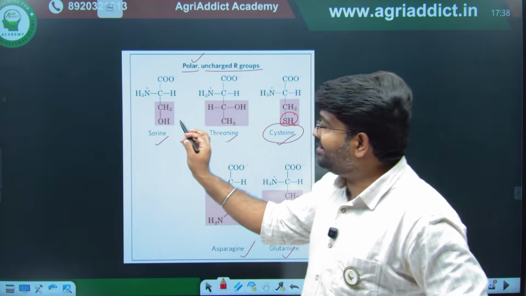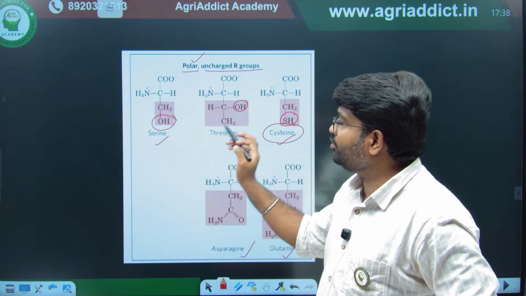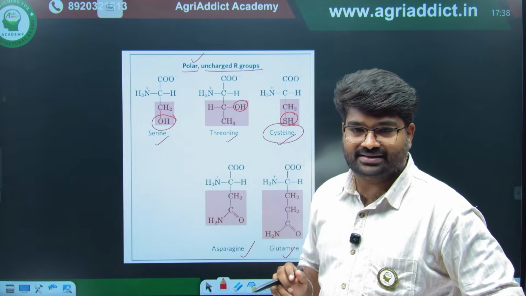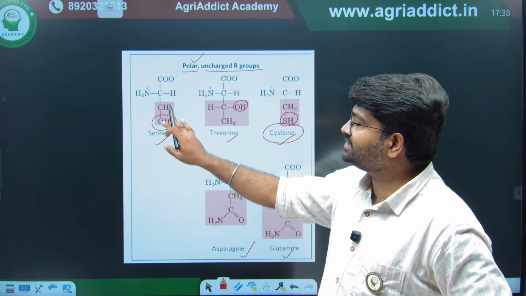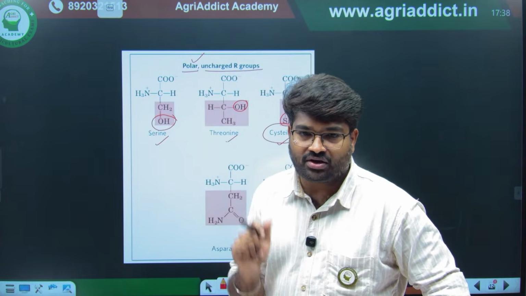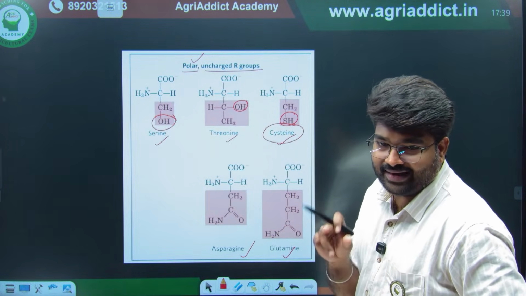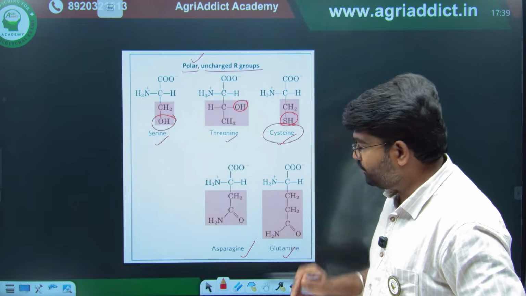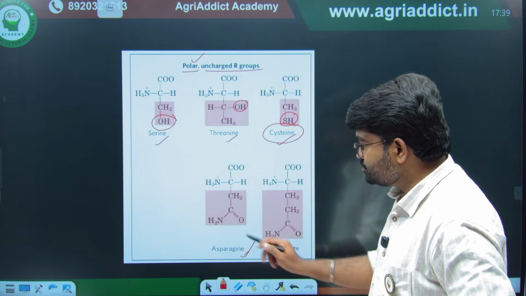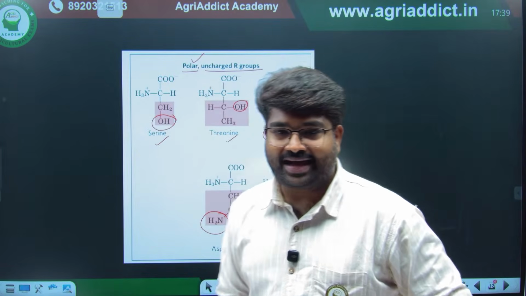The hydroxy containing amino acid examples are what? Serine and threonine are hydroxy containing amino acids. That's why phosphorylation will always happen majorly at serine and threonine residues of protein. Then the amide containing amino acids are asparagine and glutamine. You see here, the amide is there in that R group. I hope this is clear.